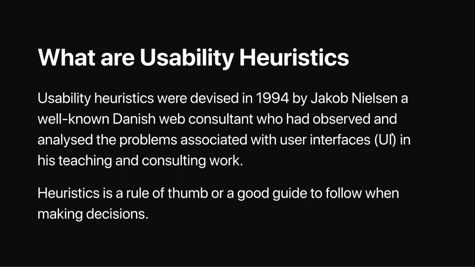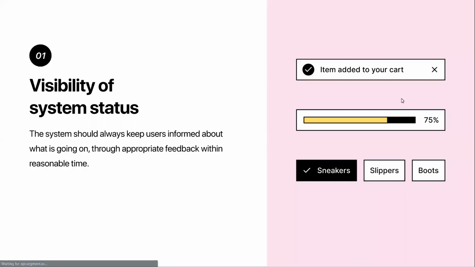Okay, awesome. So now usability heuristics are just simple guides, rules of thumb, or a good guide to follow when making decisions. Now these usability heuristics are for making decisions when designing. Now, visibility of system status. The system should always keep users informed about what is going on through appropriate feedback within a reasonable time.